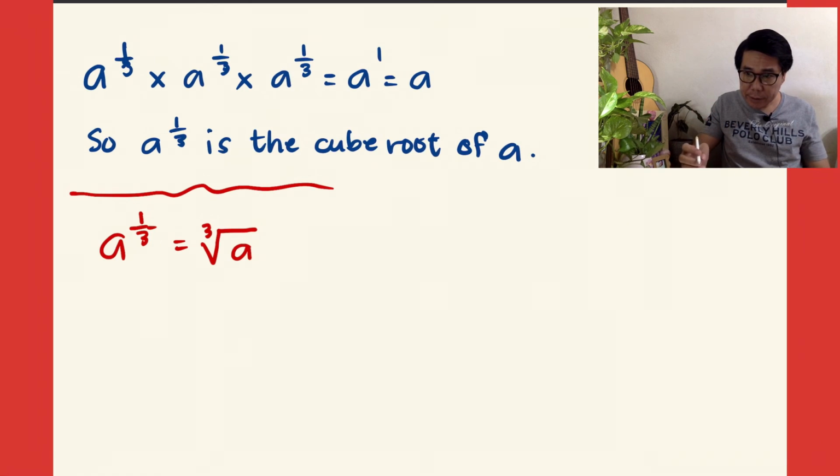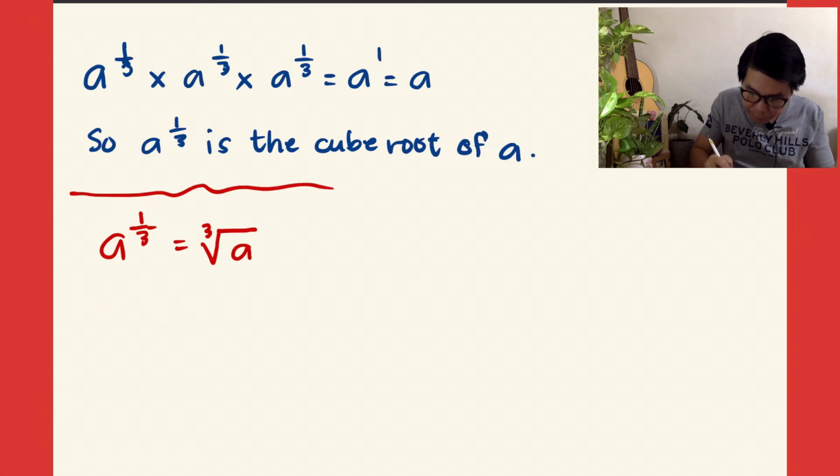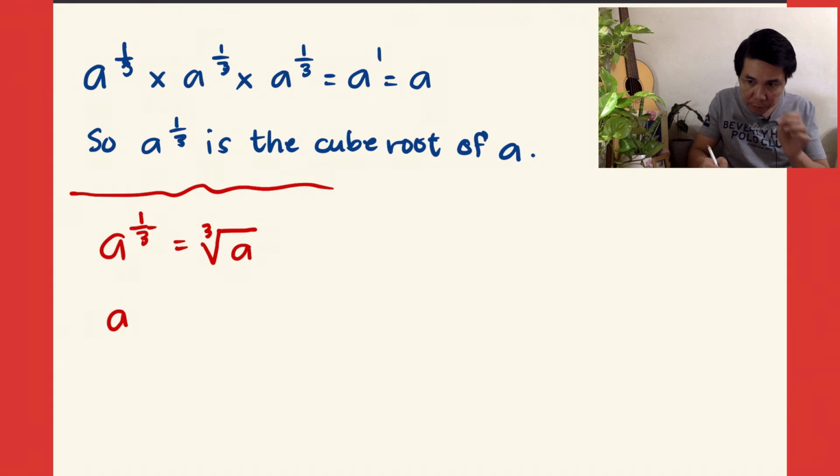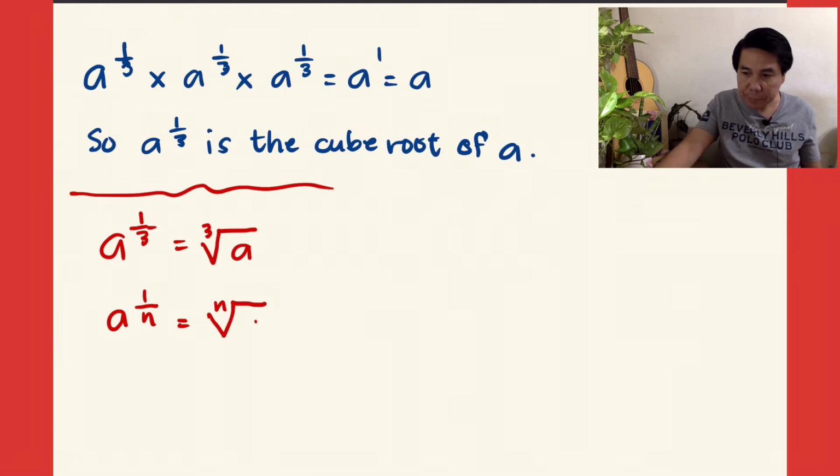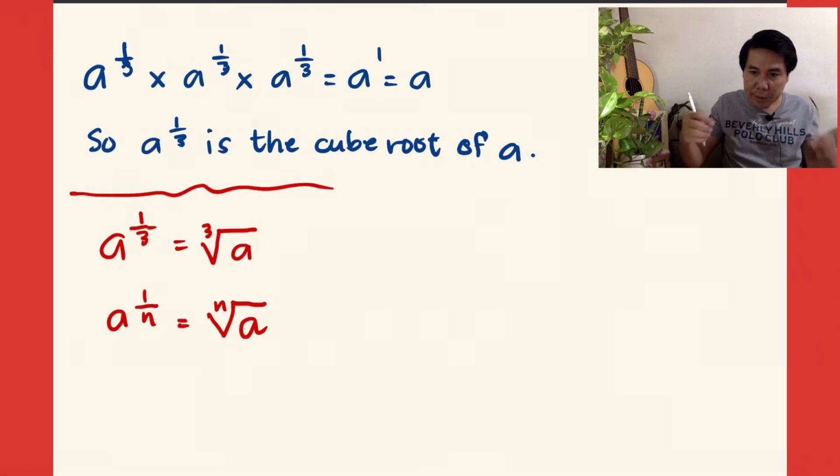Therefore, we can say that a raised to the power of 1 over n is equal to the nth root of a. Okay, so let's try doing this one.